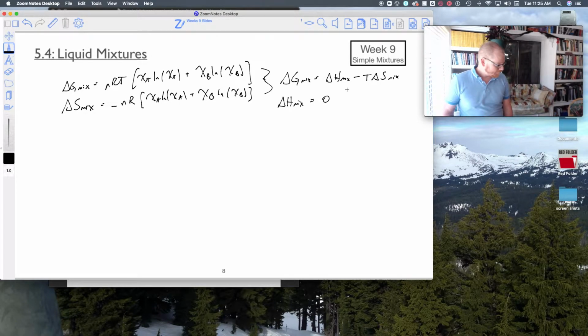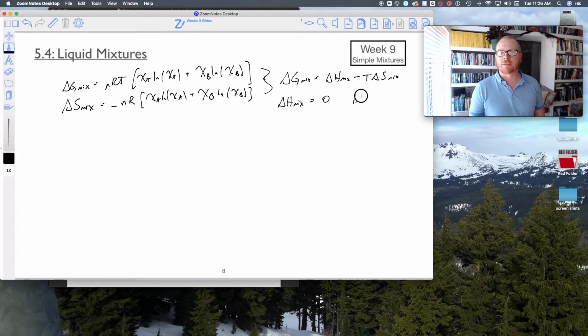All right? So what about ideal? So this is ideal mixing. Well, what about the ideal volume? So delta V of mixing, question mark.